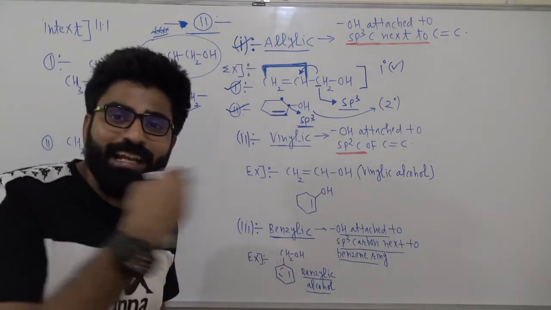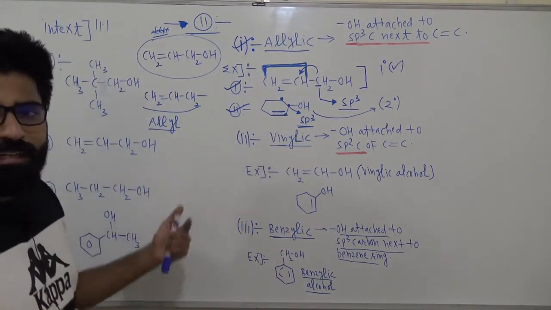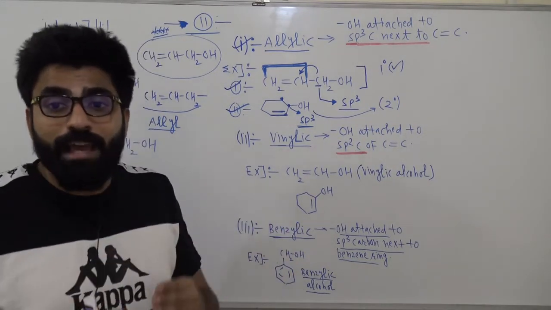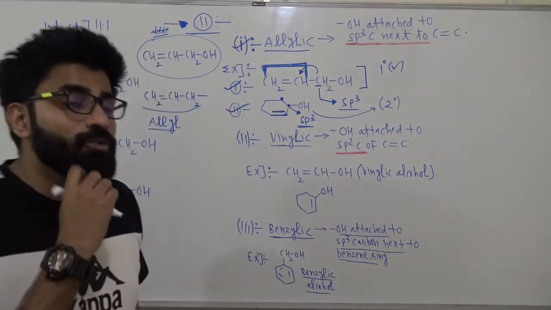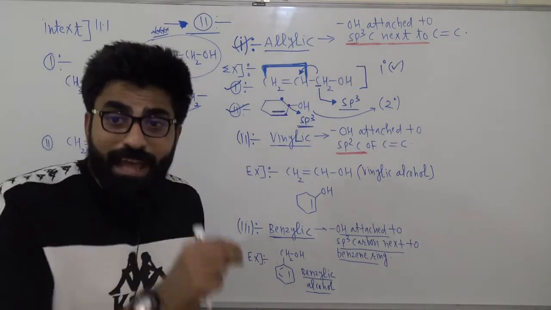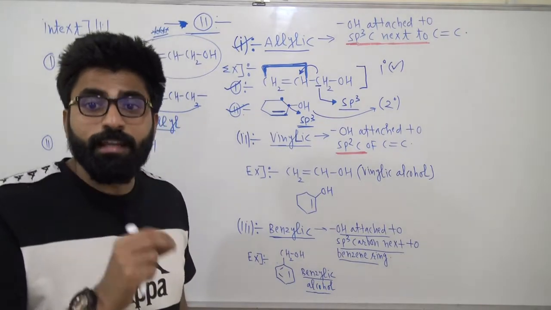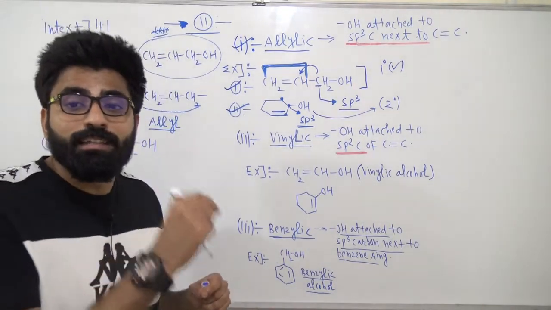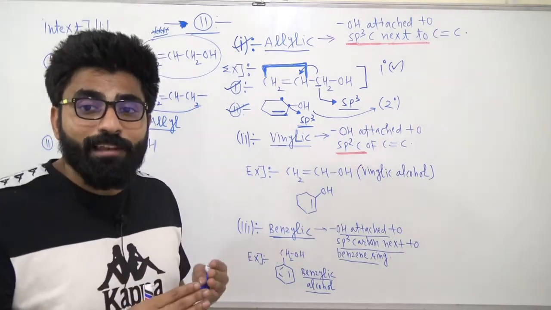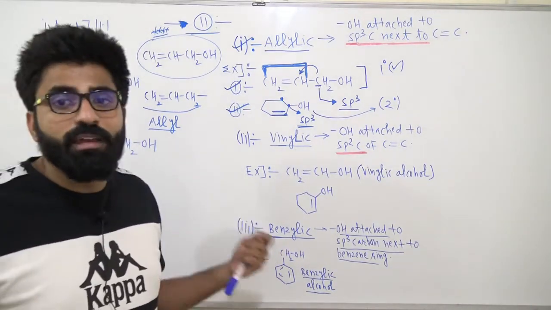Now come to the second type of alcohol, that is vinylic alcohol. How to check whether the given alcohol is vinylic or not? You check the carbon to which OH is attached. If the carbon to which OH is attached is an sp2 hybridized carbon of C double bond C, then that kind of alcohol is termed vinylic alcohol. Let's understand with the help of some examples.